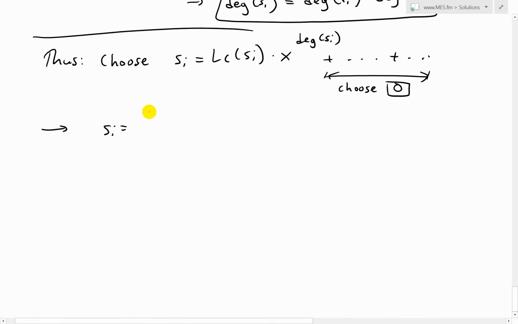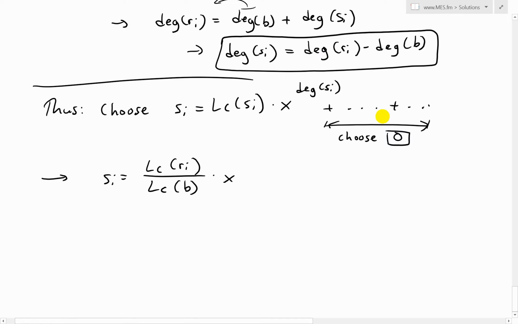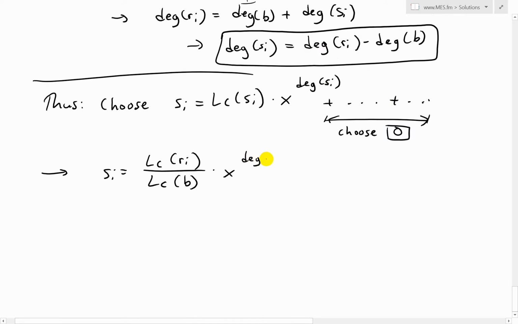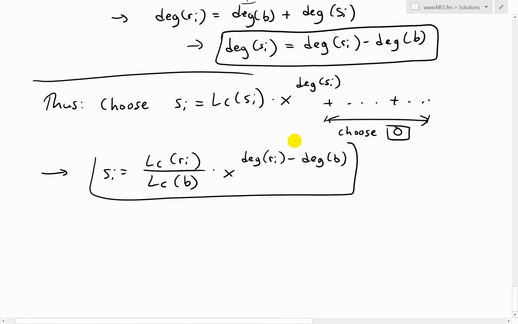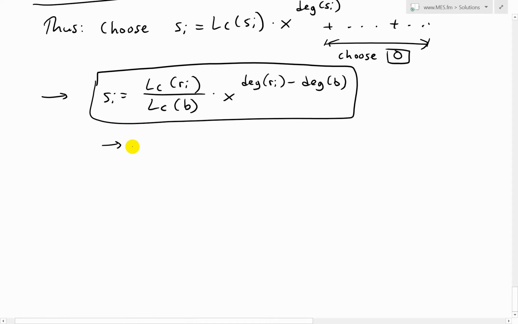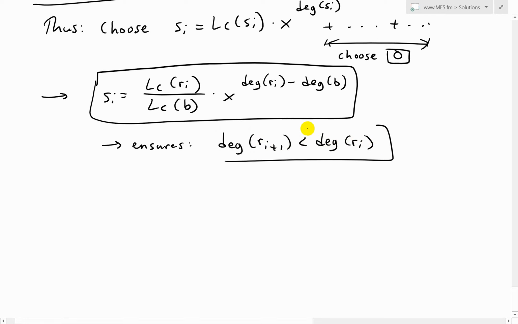So we have x to the degree of S_i, which is just the difference, degree of R_i minus degree of B. So x to the degree of R_i minus the degree of B, like this. And then we choose the other parts all equal to 0. This is what we choose, and it ensures that the degree of R_{i+1}, the one after, is going to be less than the degree of R_i. And it's absolutely genius, actually. This is hashtag genius when we work it through.